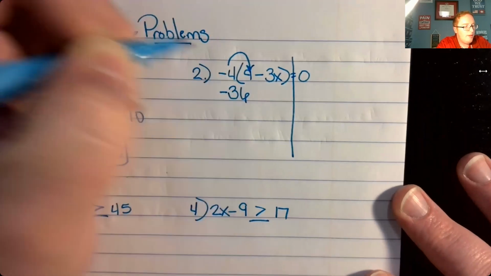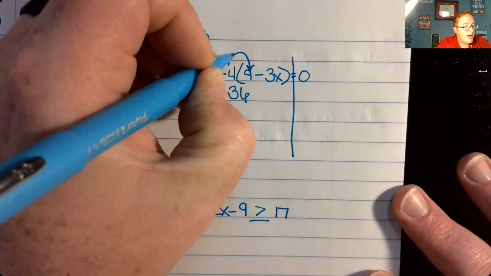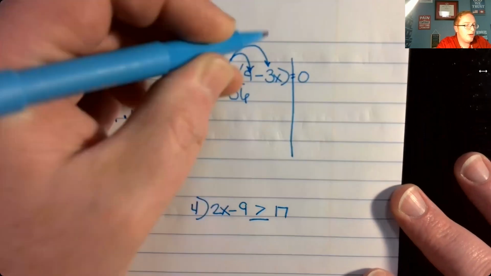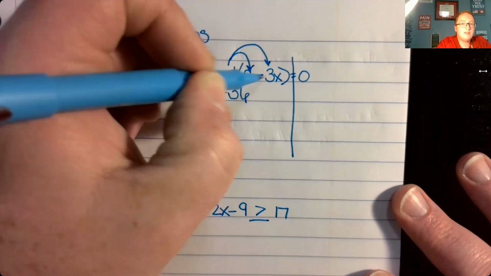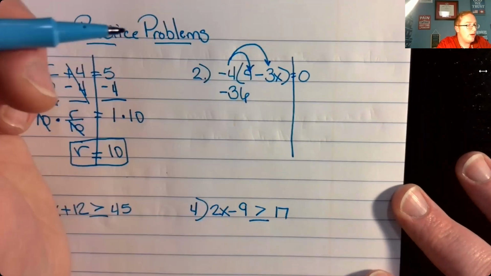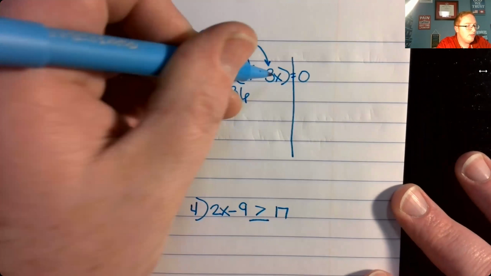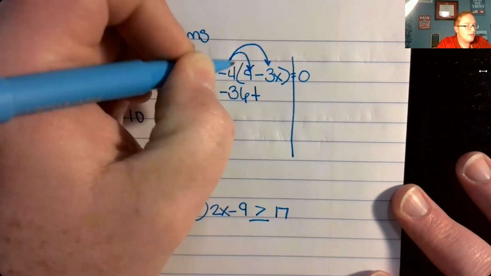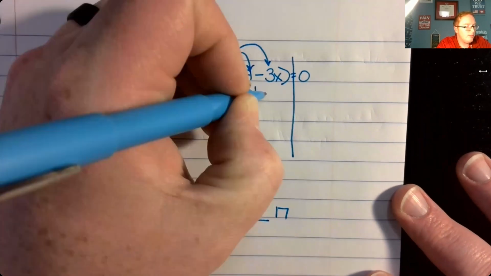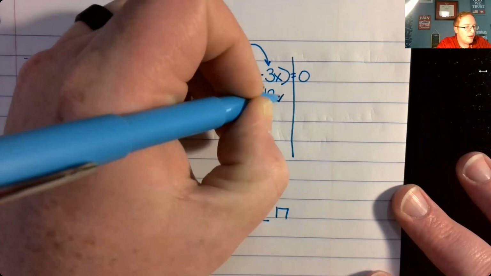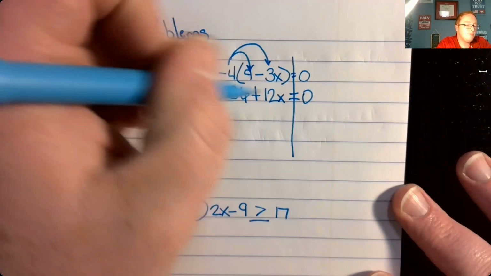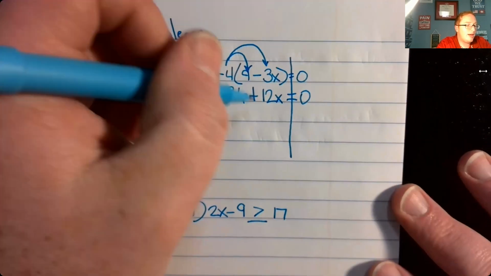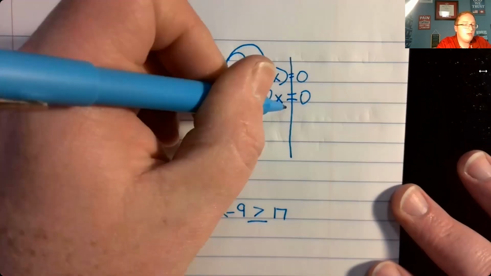And then I have a -4 times a -3x. Again, I'm going to group the operation with the number. They have to stay together. A negative times a negative is a positive, and 4 times 3x is 12x. It's okay if you want to rewrite this as 12x minus 36. You don't have to. We just need to know that we have to isolate the variable. We have to get x by itself.